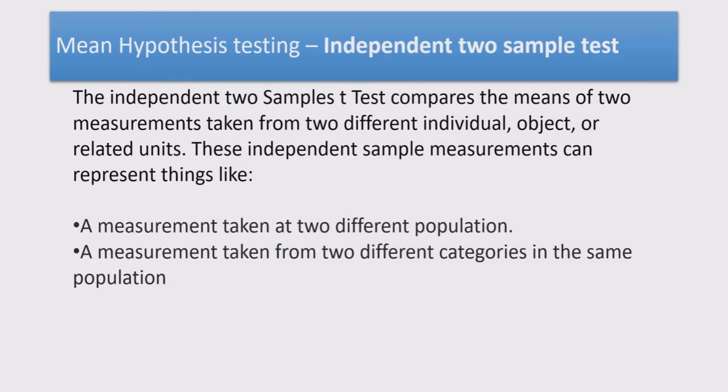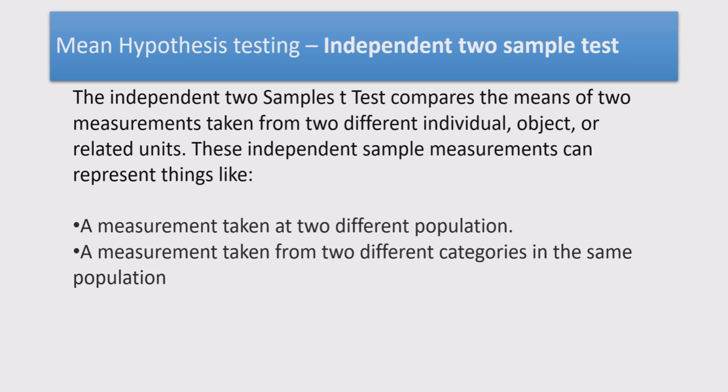So for the mean hypothesis testing, independent two sample test, the t-test compares the mean of two measurements taken from two different individuals, objects, or related units. This independent sample measurement can represent things like this one. You are measuring two different individuals. In this case, we are comparing the mean of two different populations. For instance, let's say you want to deal with the heights of people in one country and another country, or the scores of people in this school versus the scores of people in this school, who perform better. So that one, you're dealing with two different populations.